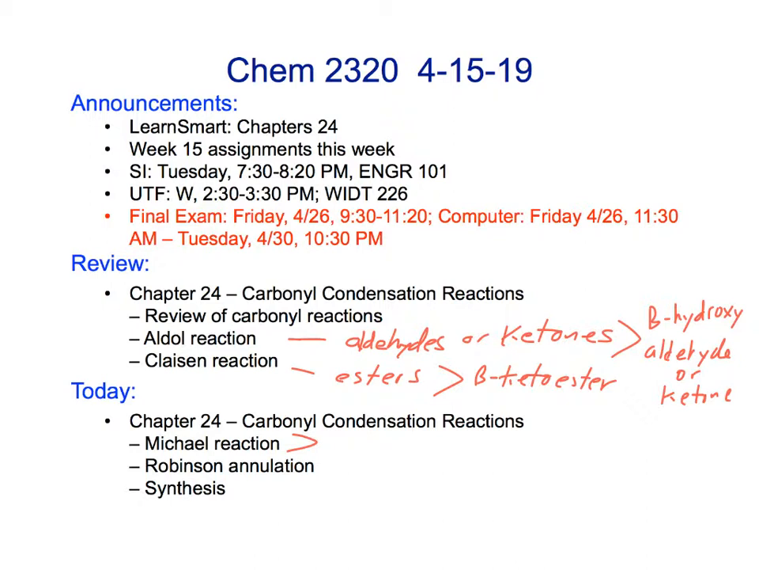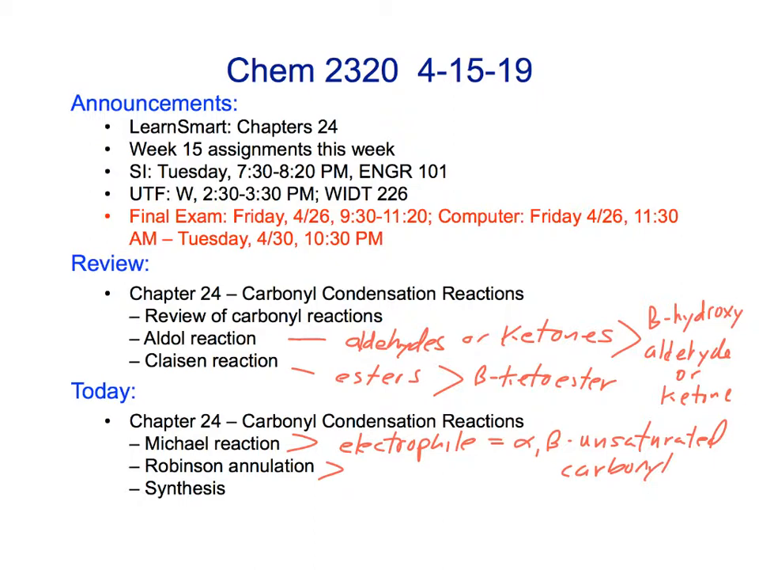It's called the Michael reaction. The main difference here is that the electrophile is an alpha beta unsaturated carbonyl, meaning that we can do conjugate addition to a carbonyl. And then the Robinson annulation is just an interesting combination of all of this stuff.